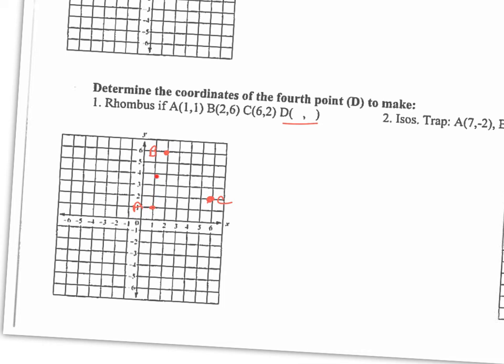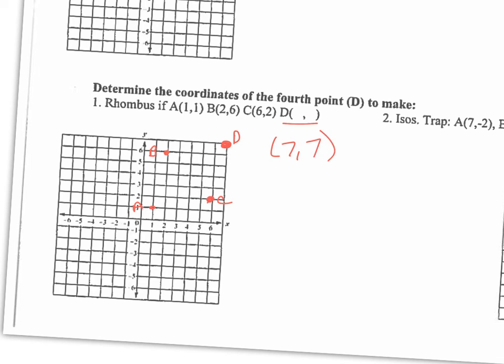The first thing I found is I just found the slope of A to B. So I went 1, 2, 3, 4, 5 over 1. And then I put my pencil on C and I went 1, 2, 3, 4, 5 over 1. And I plot that point right there. That would be D, which would be 7, 7. That's one point that would make a rhombus.